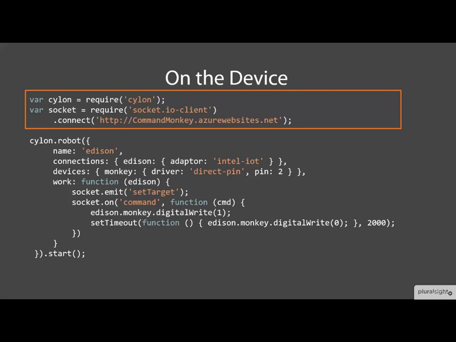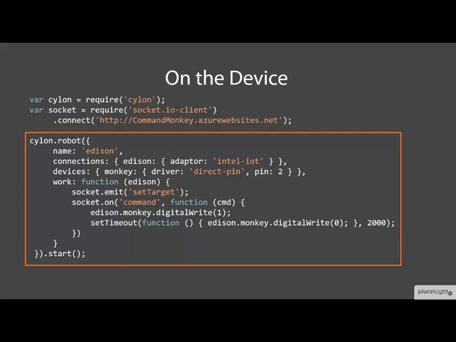At the same time we require the client library, we can connect to the server via its public URL. In this case, I had the server deployed to Azure, so my URL was commandmonkey.azurewebsites.net. Notice that I don't need to specify a port. It will assume the default 80. The next chunk of code is your typical Cylon code.